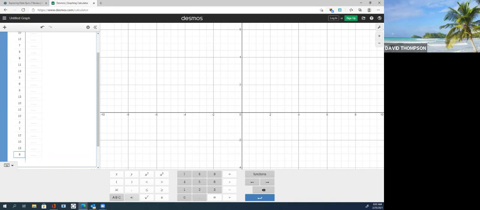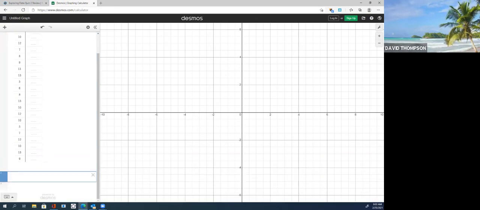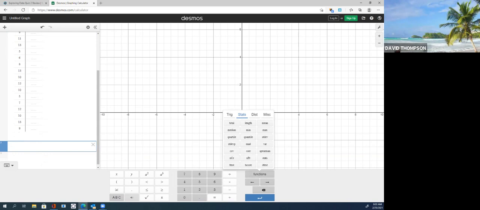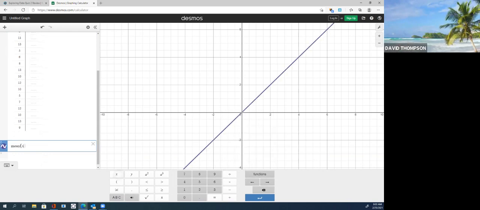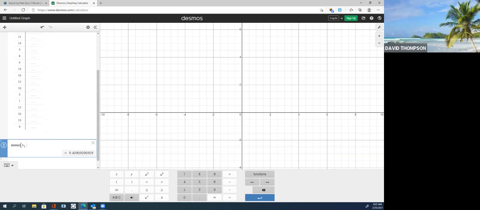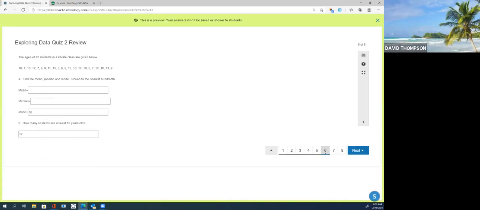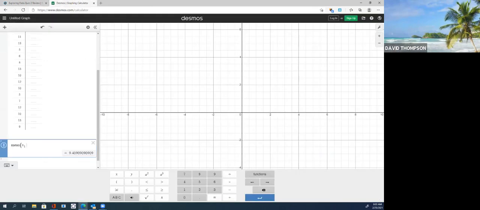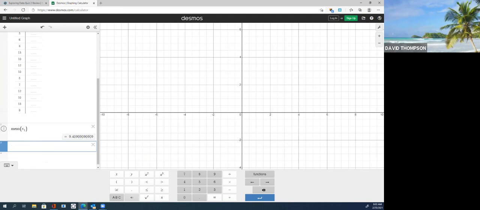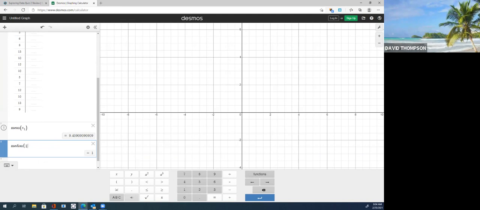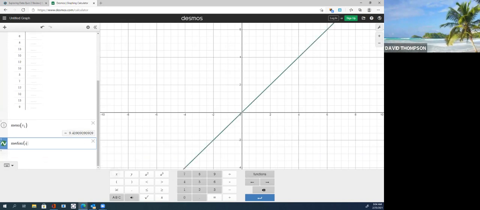Yes. Okay, now go to your next line. Go to functions, and first we're going to do our mean, and then we'll do our median. So mean would be 9.41, so just type in 9.41 for our mean. And then for our median, type functions, median, x1, and our median is going to be 10.